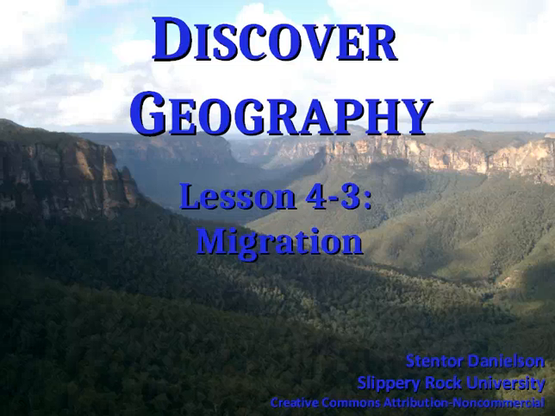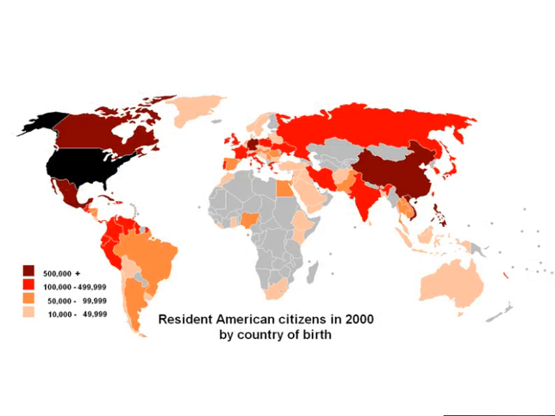Discover Geography, Lesson 4-3, Migration. In our previous lessons, we've been focusing on the first two aspects of the population equation, births and deaths. In this lesson, we'll look at immigration and emigration as factors that can shape a country's population.